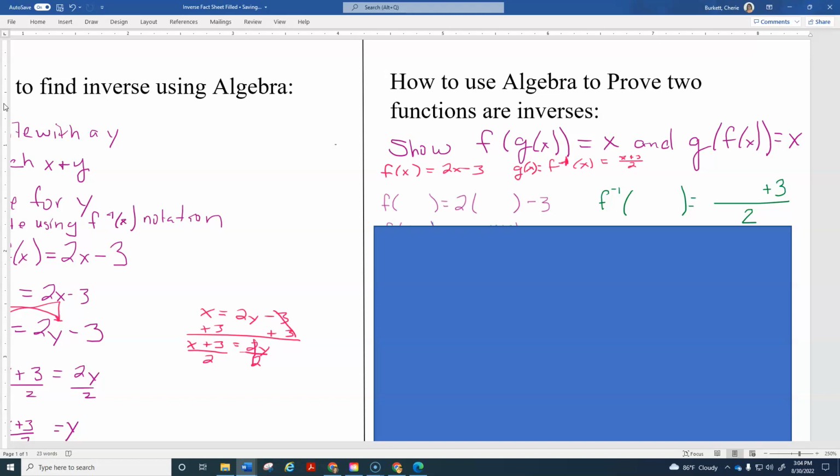So the f function says that if we're going to prove that it's equal to x, we're going to take the f function and we're going to plug the g function in everywhere we see an x value. So the g function right here is x plus 3 over 2. So this is the g function. I'm plugging it into the f function. Here's the g function. I'm plugging it into the f function right here.